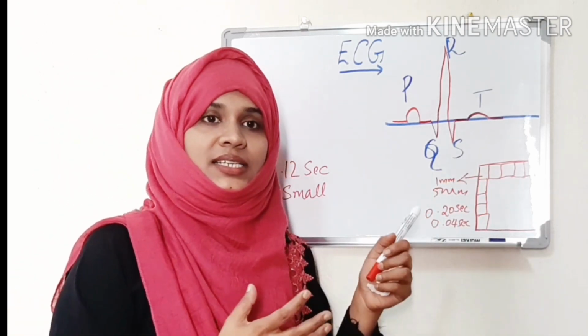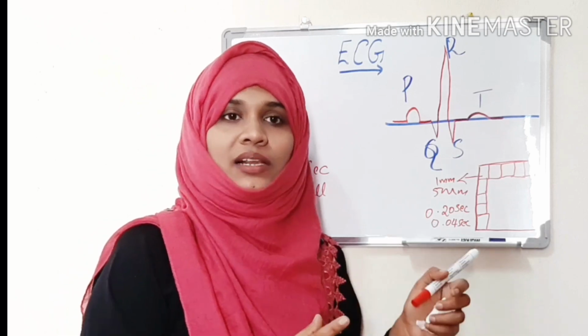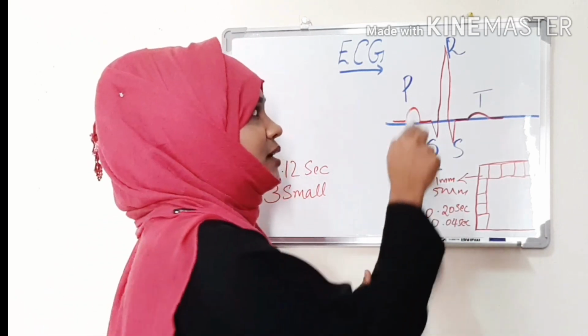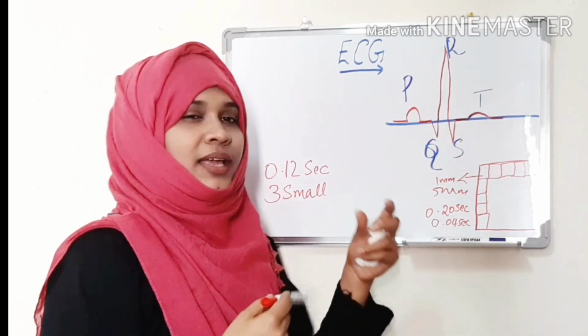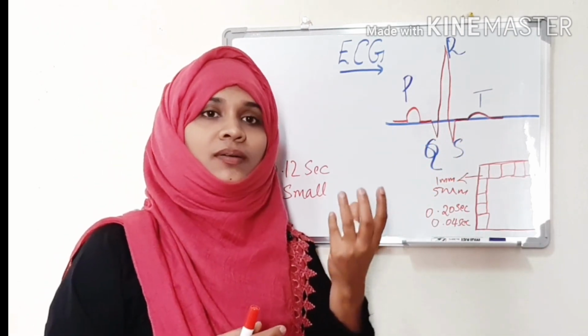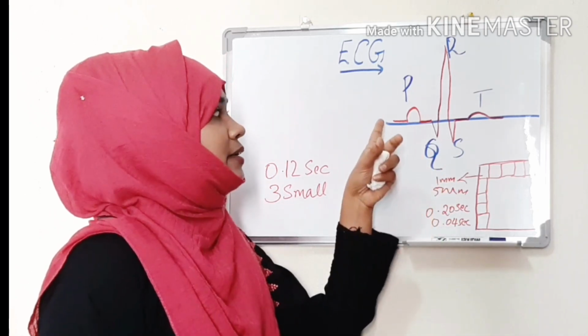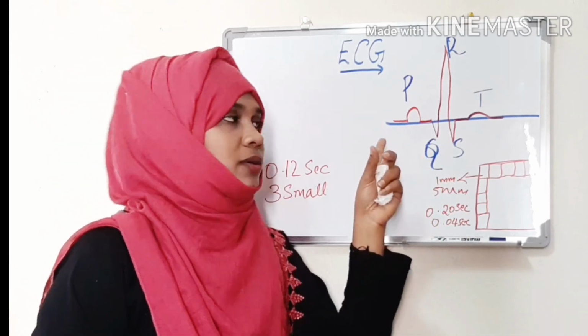As the ventricle has a bigger muscle mass than atrium, this wave is a big wave. That is why it comes as a complex. Okay, and the atrial muscles are a little bit shorter or less thick than ventricular muscles. So the wave of atria is small.